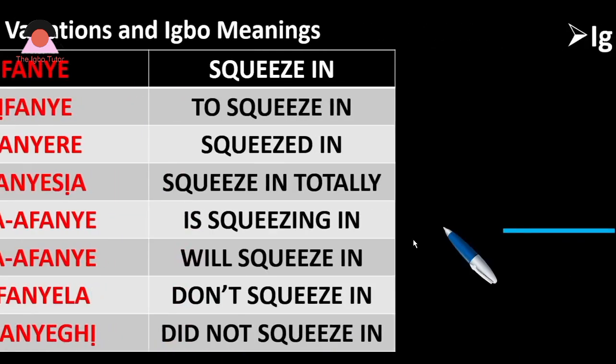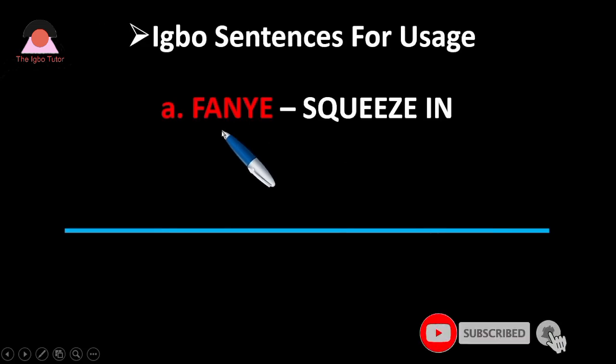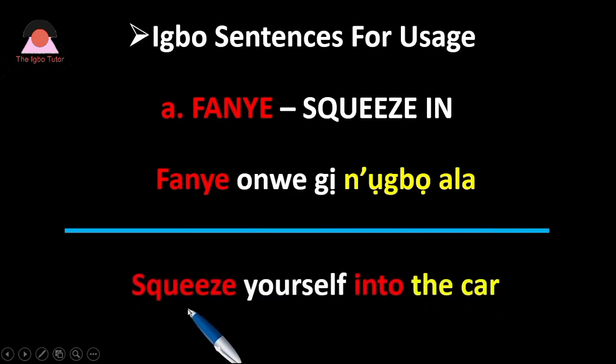Let's move on now to see how they are used in sentences, beginning with A, which is fanye, squeeze in. Let's have a sentence now. Number 1, fanye onwegi n'ụgbọala. Fanye onwegi n'ụgbọala, meaning what? Squeeze yourself into the car.